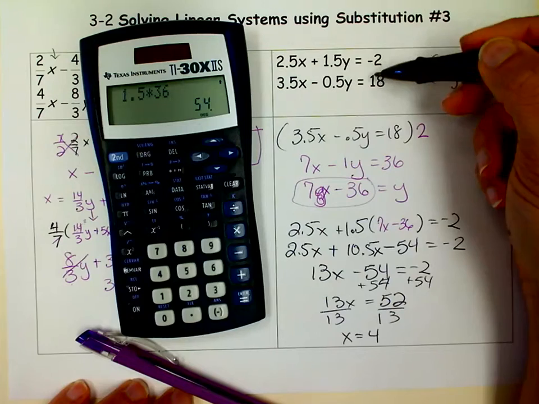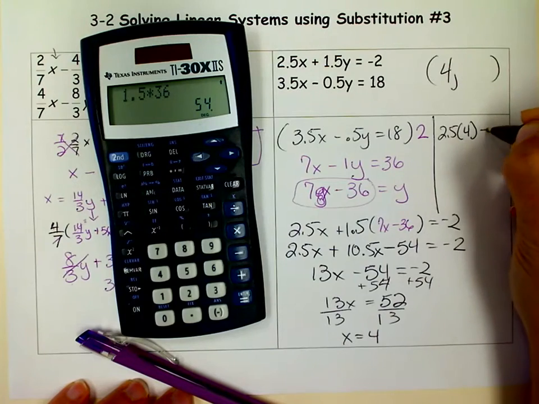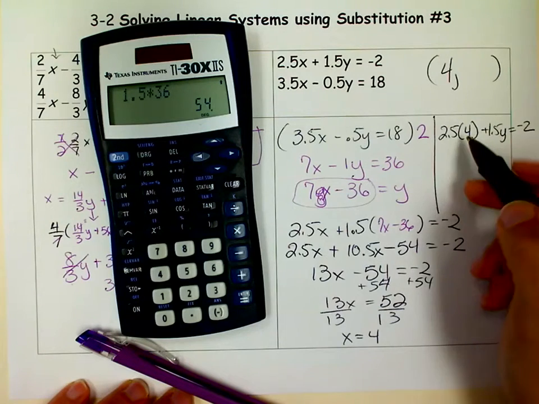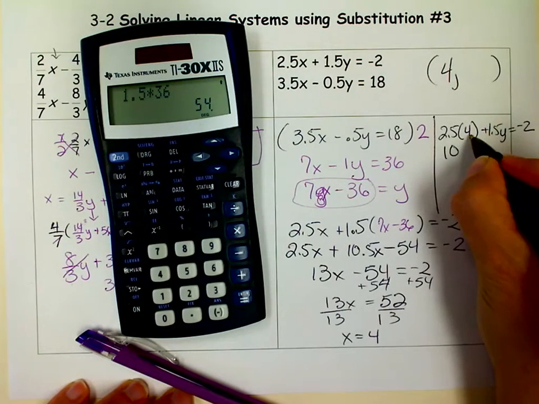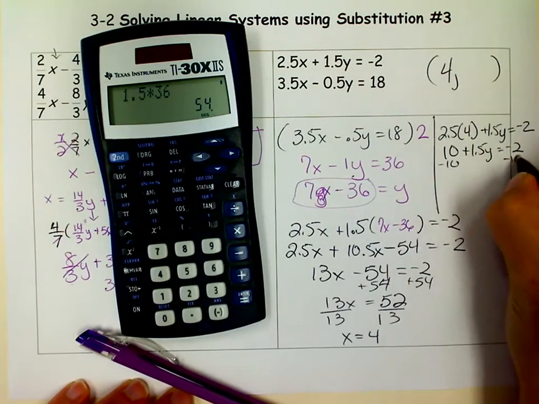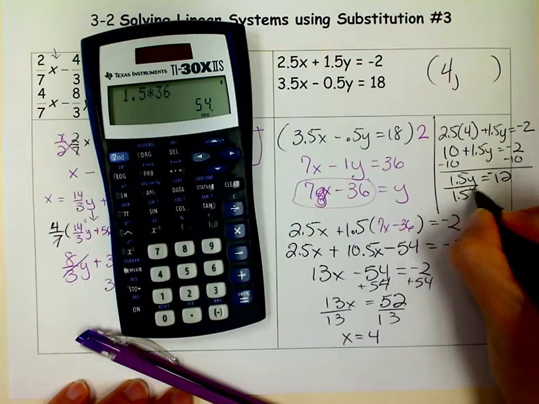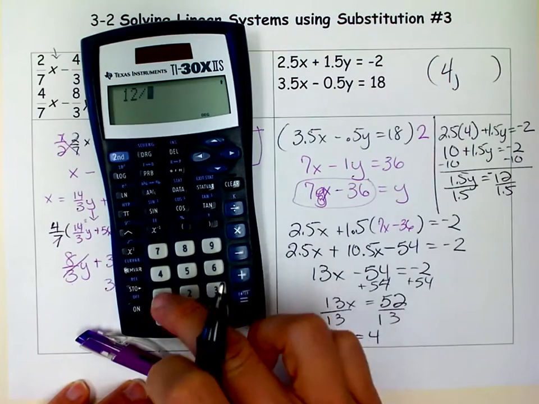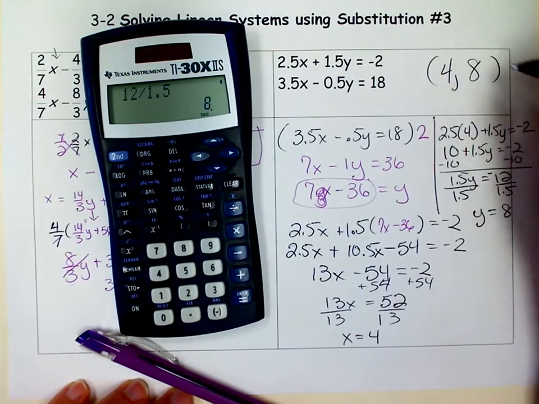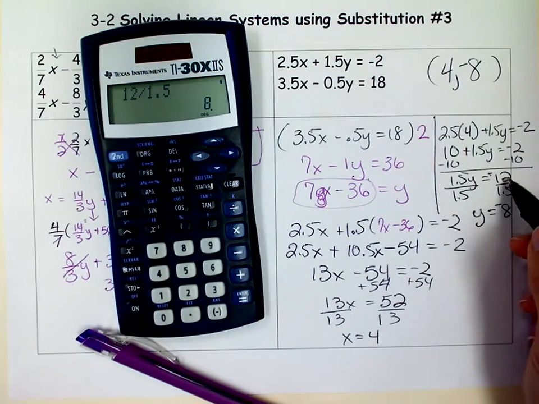So I can pick either one of these equations, and I'll pick the first one, 2.5 times 4 plus 1.5y equals negative 2. And this is 10. 2.5 times 4 is 10, plus 1.5y equals negative 2. When I minus 10 from both sides, I get 1.5y equals negative 12. And when I divide by 1.5, 12 divided by 1.5 is 8. So y equals 8. Up here, was that a negative? So it would be a negative 8, because I had a negative 12.